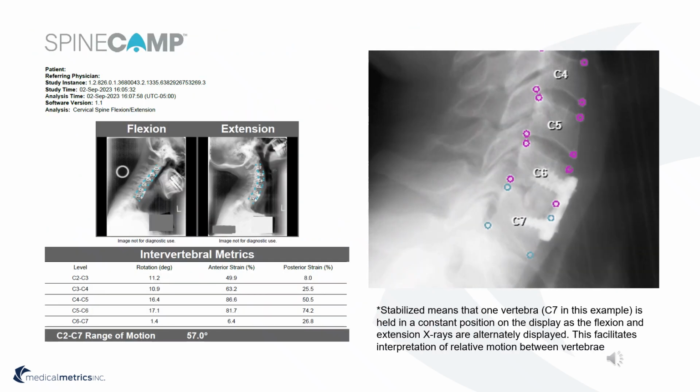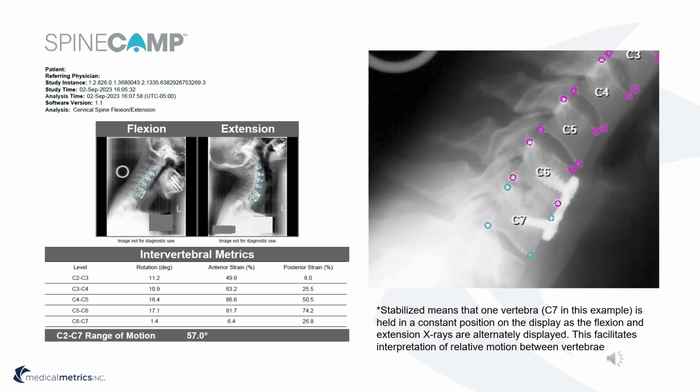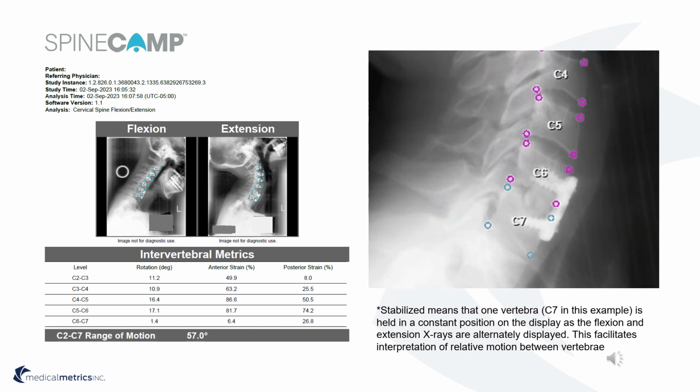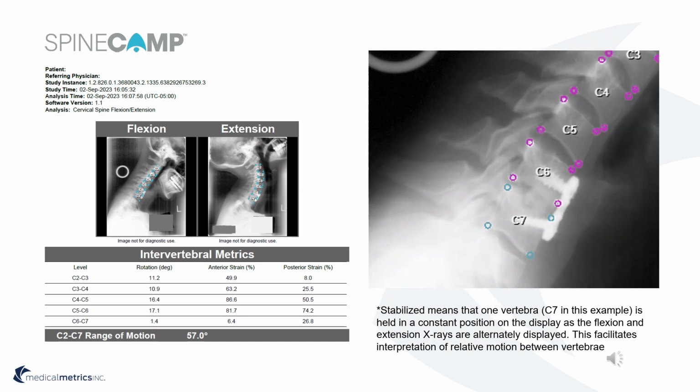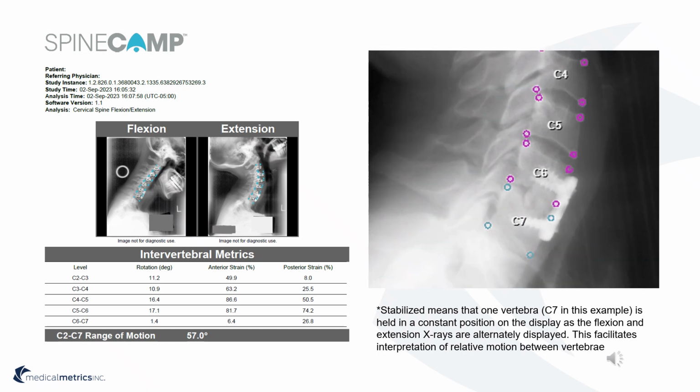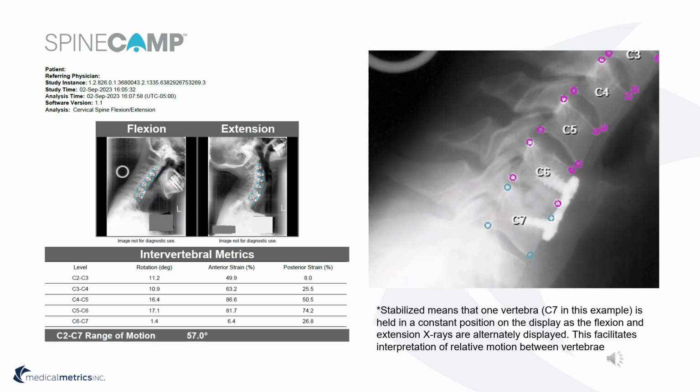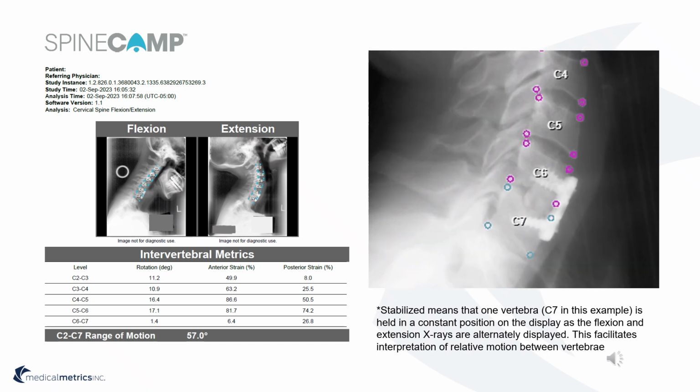This is an example of applying the recommendations. On the right is a stabilized video of a single-level ACDF at 12 months. Stabilized means that one vertebra, in this case C7, is held in a constant position on the display as the flexion and extension X-rays are alternately displayed. From the strain report on the left, the rotation is less than 2 degrees, but maximum strain is 27%. Confirmed by the strain metric in stabilization, this level is diagnosed as a pseudarthrosis.